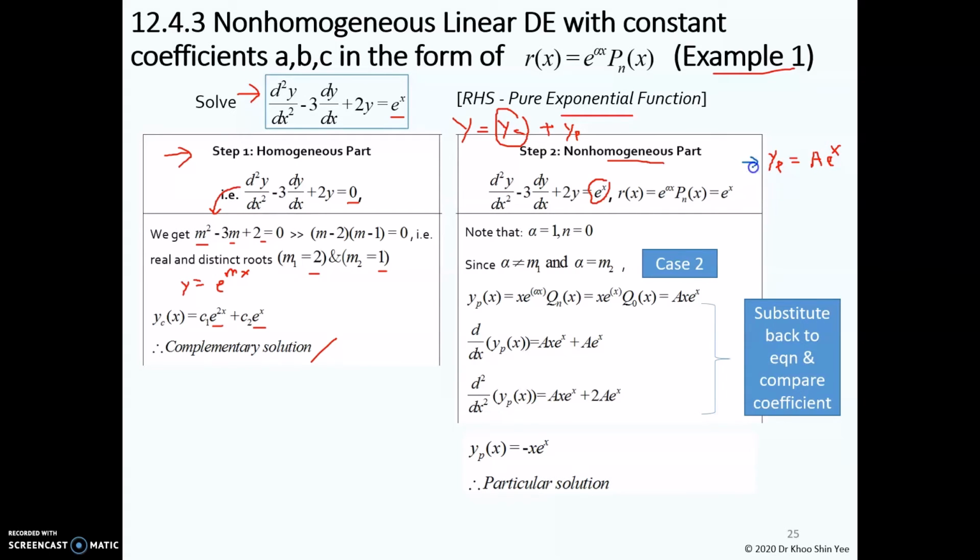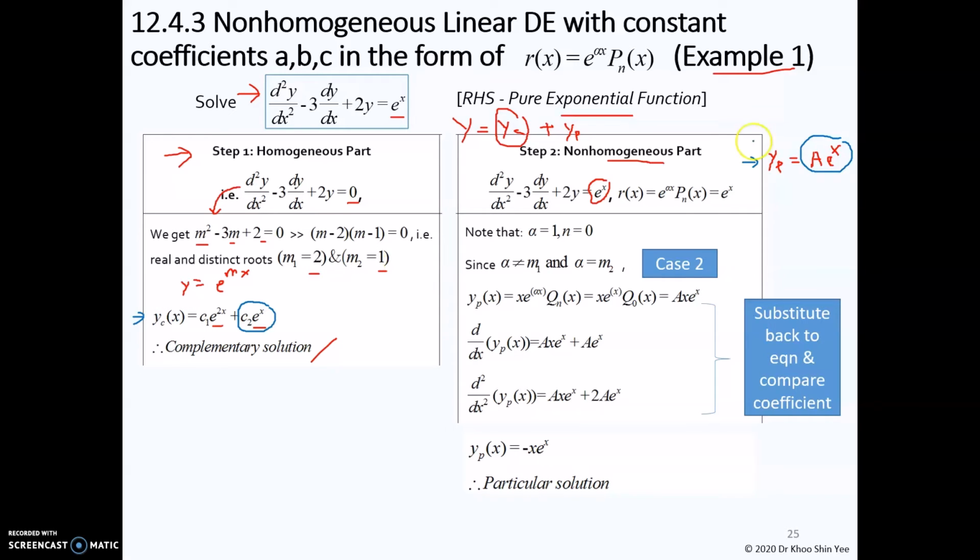In order to validate this particular solution, we need to check it against the complementary solution. You see this format is similar to one of the solutions here. Therefore, we can say that the particular solution is linearly dependent on the complementary solution, which is bad.